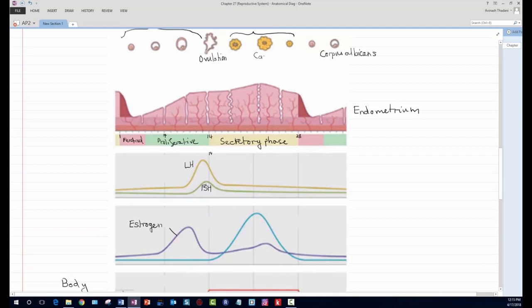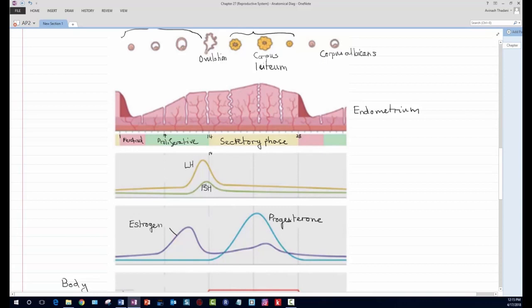This is the corpus luteum. Oops, let me erase that. That's a corpus luteum. So the corpus luteum, after ovulation, is present in order to secrete progesterone, and that's this hormone over here. Progesterone is what's needed to maintain the thickness of the endometrial wall.